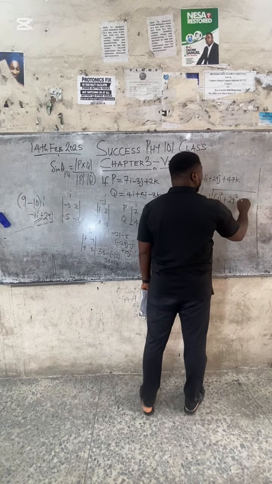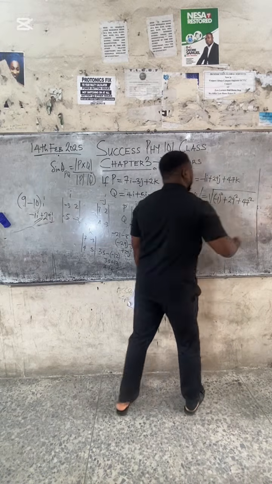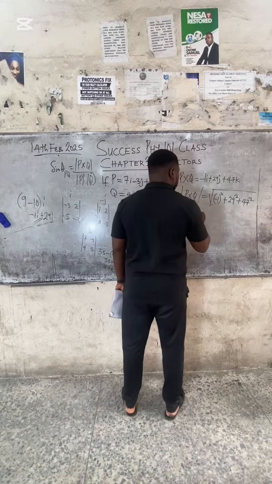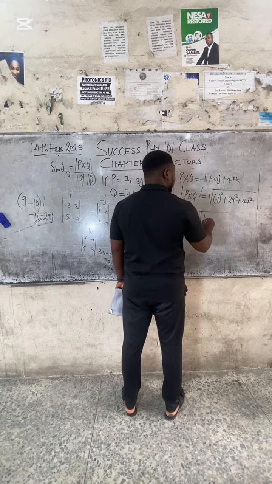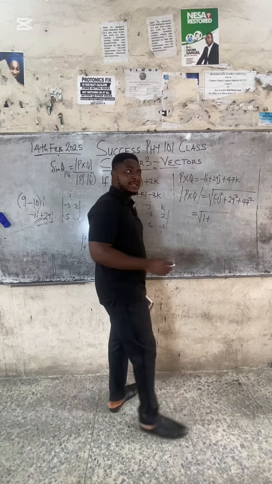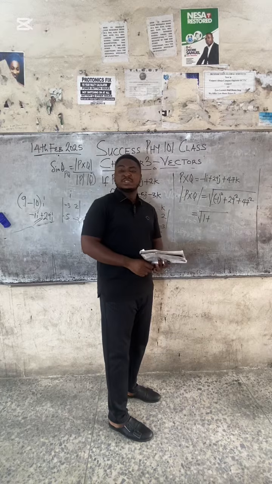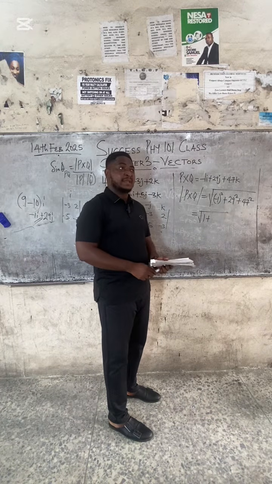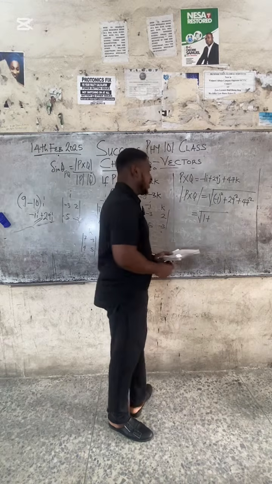Plus 29 square plus 47 square. Minus 1 square is positive 1. 29 square is what? Someone should help me, please, fast. What is 29 times 29? 841.